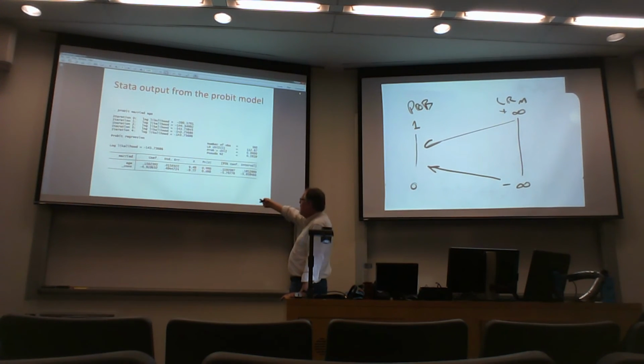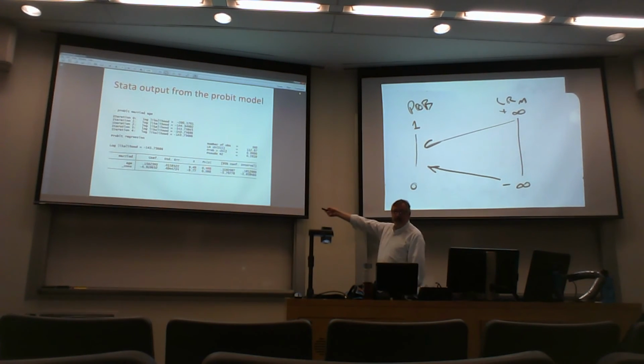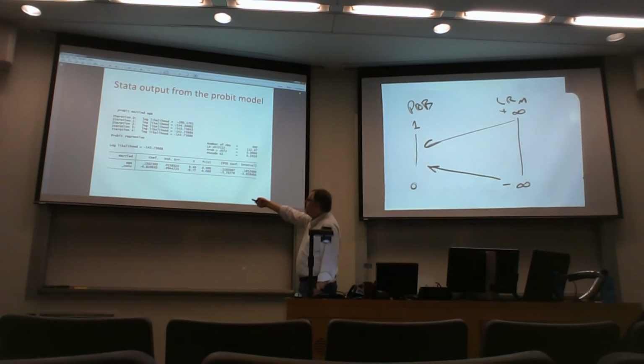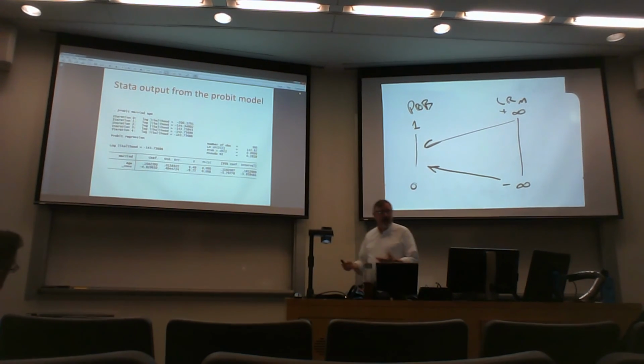It is positive, and it is statistically significant. Just looking at that, well, first it is statistically significant. That's easy to see. And you can see that the coefficient is positive. That tells you that increasing age will make the outcome more likely. The older someone is, the more likely it is that they've been married. That makes sense.